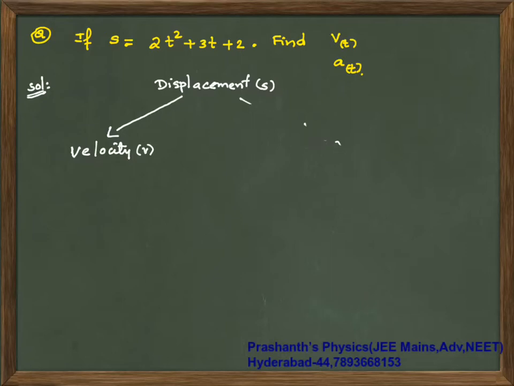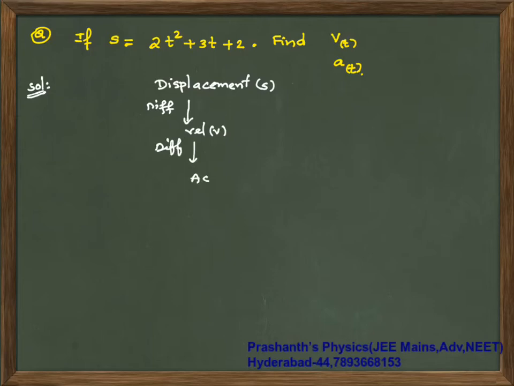You can get velocity from the displacement. If you are given displacement, you differentiate it with respect to time, you get velocity. Then once again you differentiate, you will get acceleration.